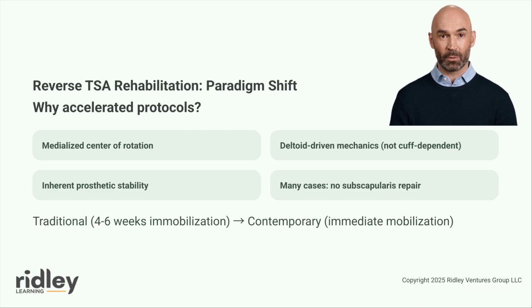This conservative approach was predicated on concerns about subscapularis repair protection, deltoid healing to the acromion in fracture cases, and prosthetic stability. However, recognition that many reverse arthroplasty patients do not undergo subscapularis repair, combined with improved understanding of reverse prosthesis biomechanics and constraint characteristics, prompted investigation of accelerated rehabilitation strategies with minimal or no immobilization and immediate active motion.